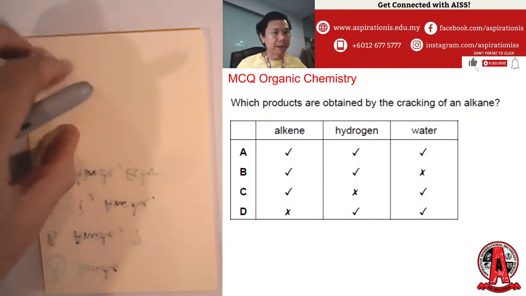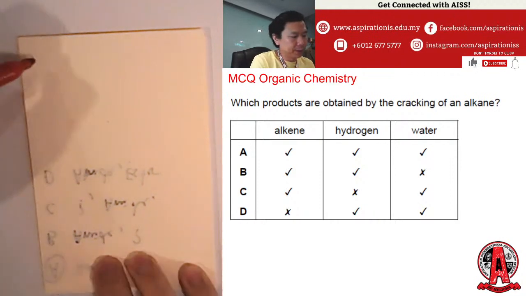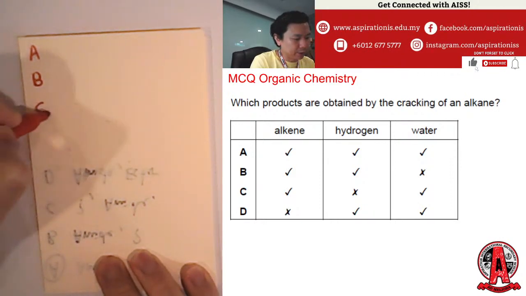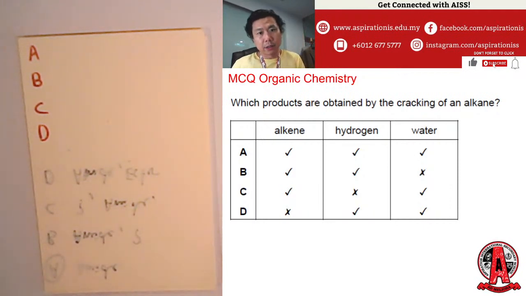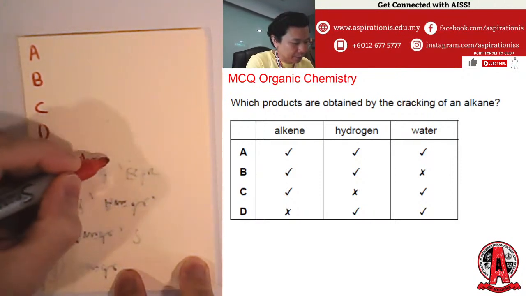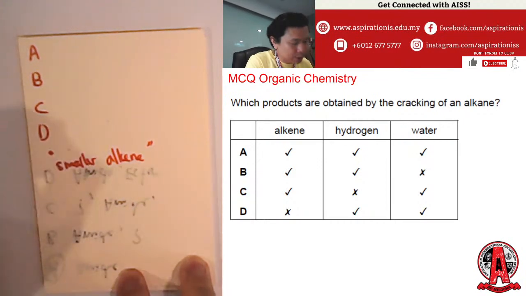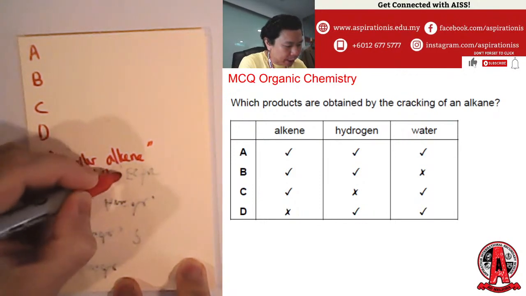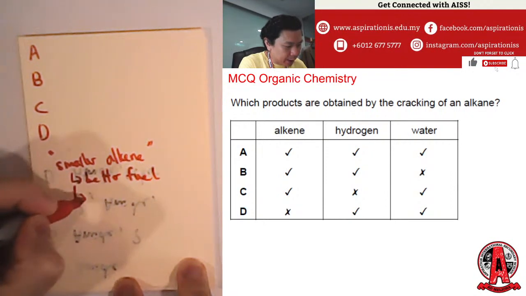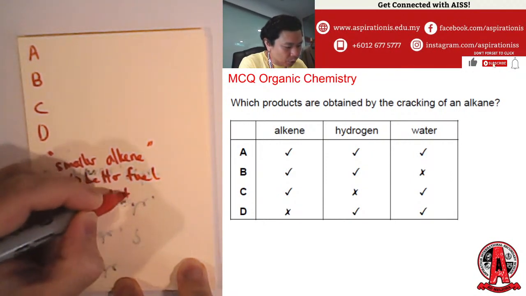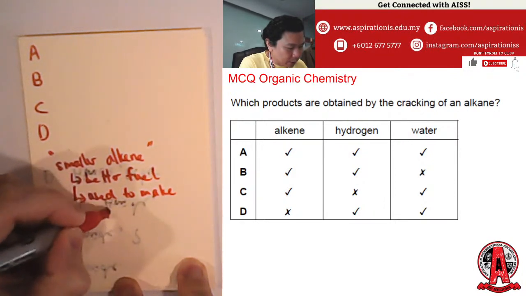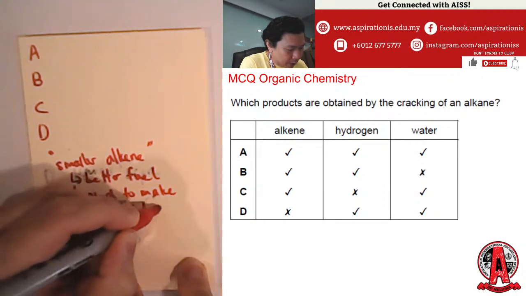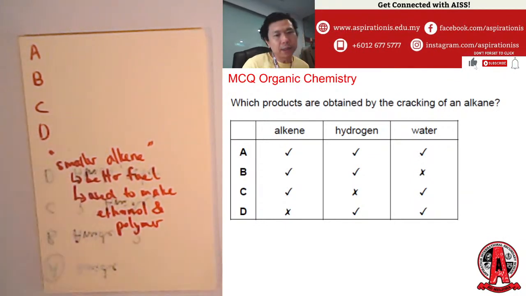So I hope that you all remember what I told you about eliminating. It is very clear that cracking produces three things. Cracking produces smaller alkenes. Ultimately, this is what we want. Why do we want smaller alkenes? Because they are better fuel, and they can be used to make ethanol and polymers. So ultimately, guys, the smaller alkene is what we want.